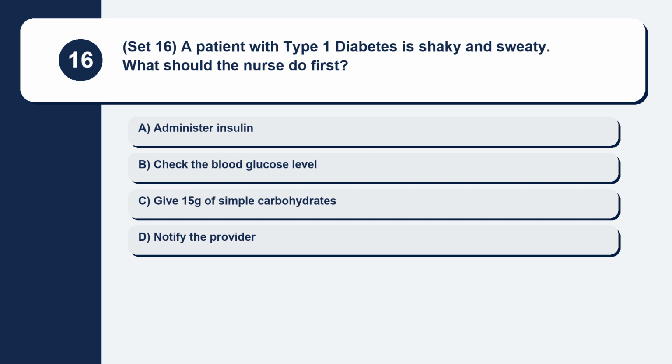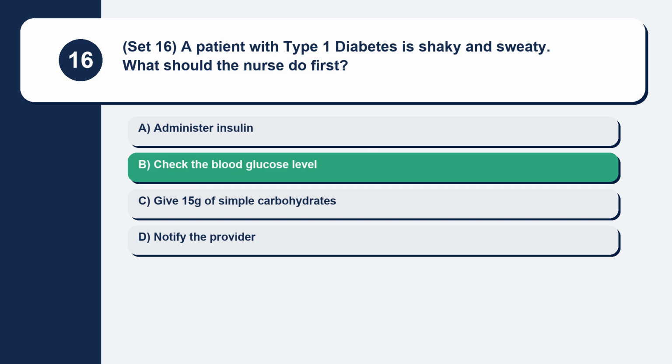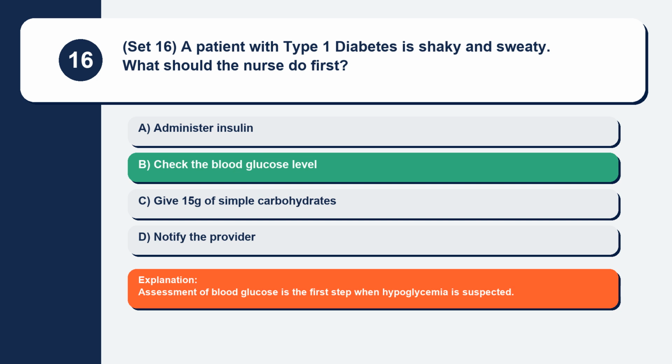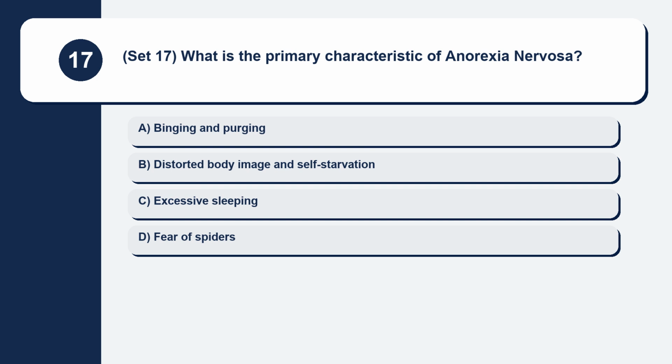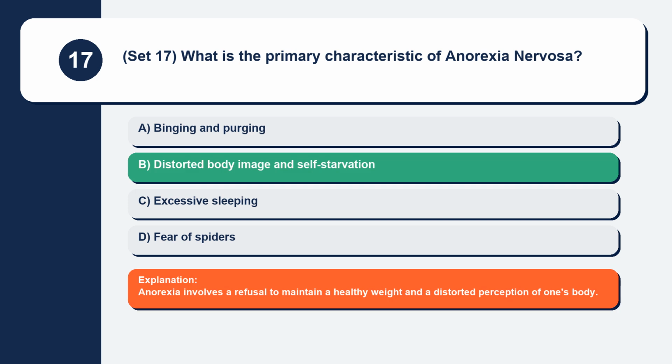Question 16. Set 16. A patient with type 1 diabetes is shaky and sweaty. What should the nurse do first? Administer insulin, check the blood glucose level, give 15 g of simple carbohydrates, notify the provider. Assessment of blood glucose is the first step when hypoglycemia is suspected. Question 17. Set 17. What is the primary characteristic of anorexia nervosa? Binging and purging, distorted body image and self-starvation, excessive sleeping, fear of spiders. Anorexia involves a refusal to maintain a healthy weight and a distorted perception of one's body.